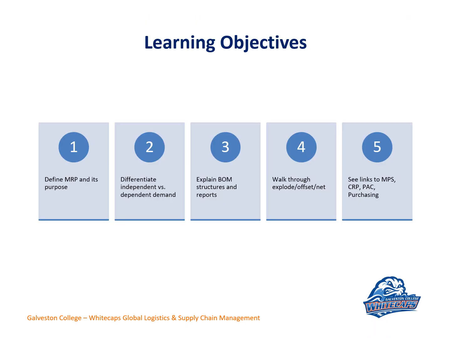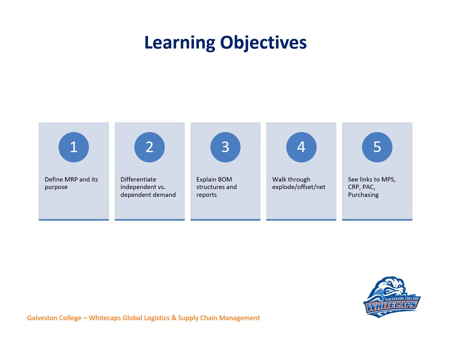Again, by the end of this lecture, we'll explain what MRP is and why it matters. We'll distinguish independent from dependent demand, interpret key bill of material structures and reports, and we'll also walk step by step through exploding, offsetting, and netting requirements. And you'll see how MRP connects to the master bill layout.